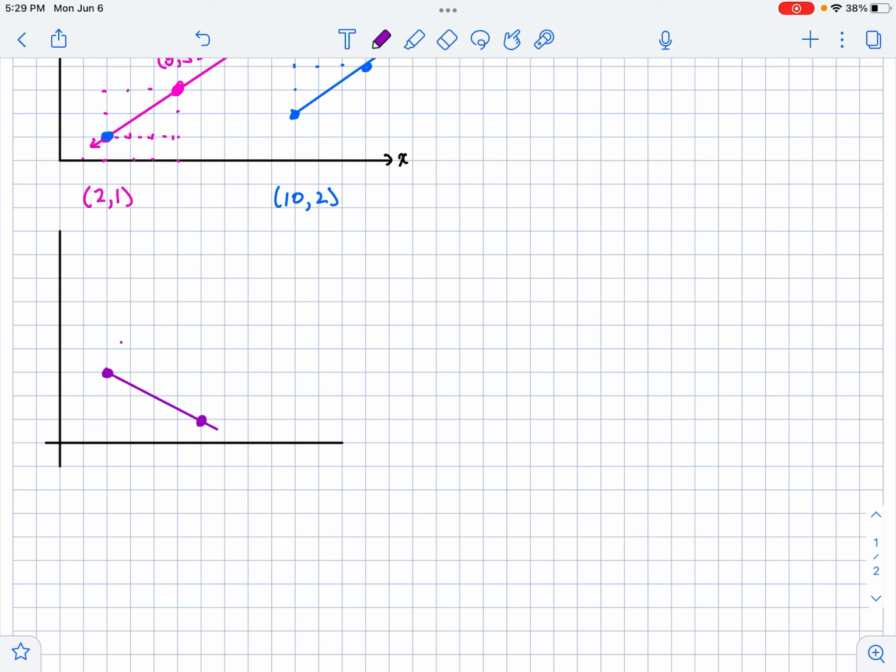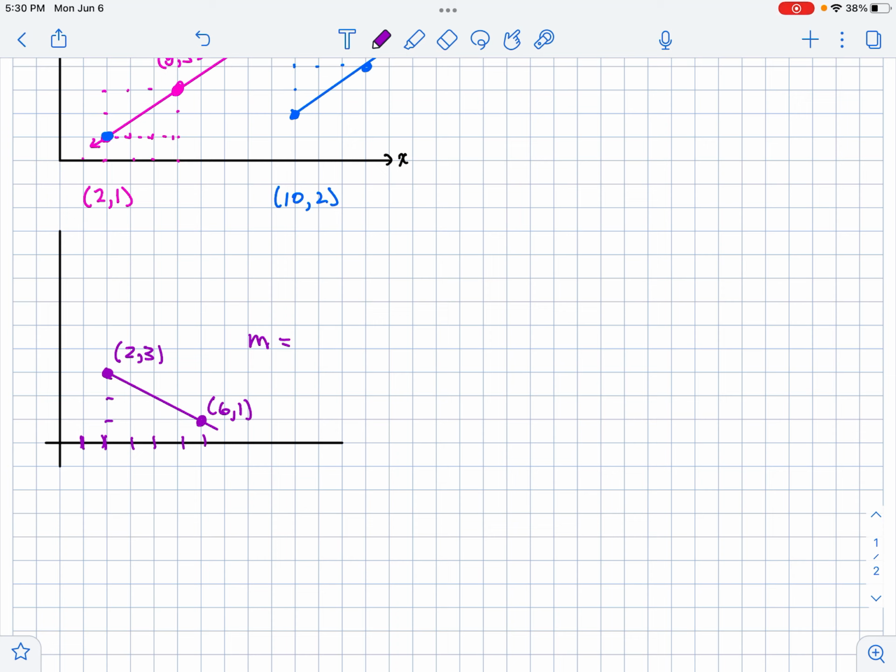Okay, well, we've got a point here, which is (2, 3). See, we go over 2 and up 3. And then we've got 1, 2, 3, 4, 5, 6, 1. So this is the point (6, 1). Okay, now we want to talk about that slope.